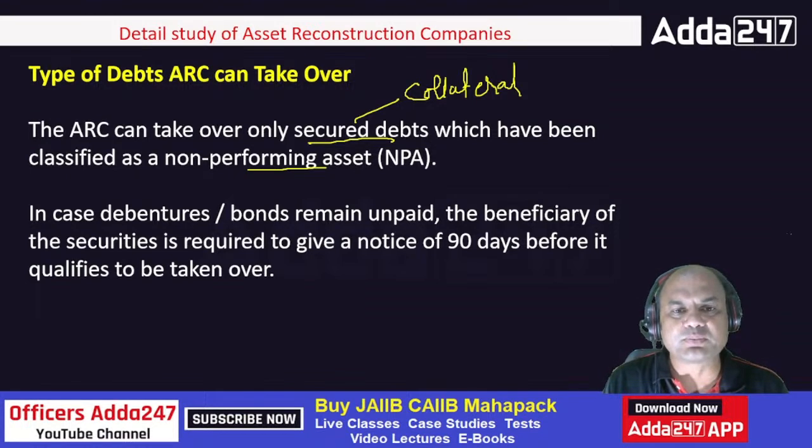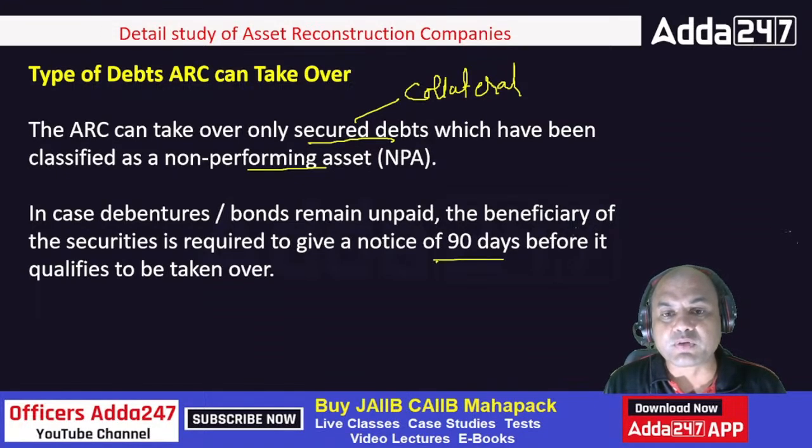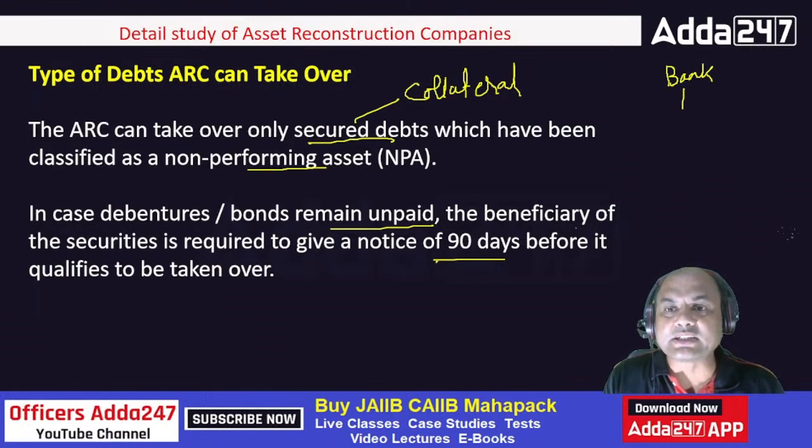In case debentures or bonds remain unpaid, the beneficiary of the securities is required to give a notice of 90 days before it qualifies to be taken over. So remember the important point here: debentures remain unpaid. What do we mean by that? Let's say I am a bank, and I have purchased this debenture. The arrow is towards me. I have purchased it from a company, let's say Kingfisher Airlines.